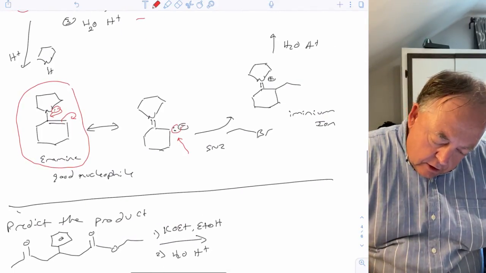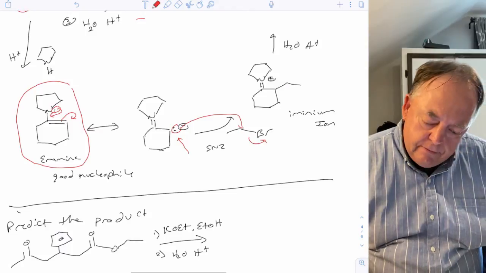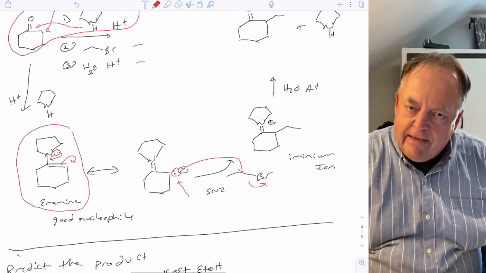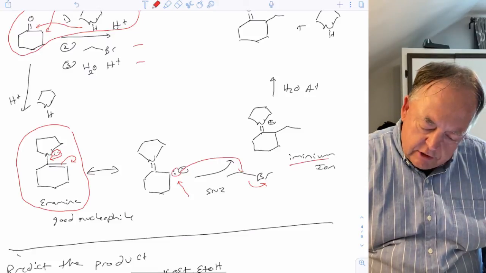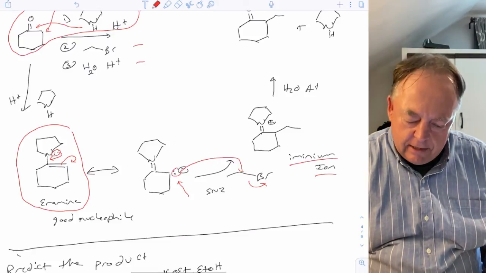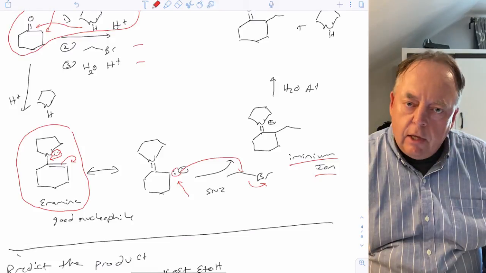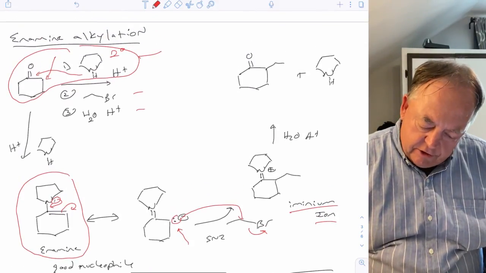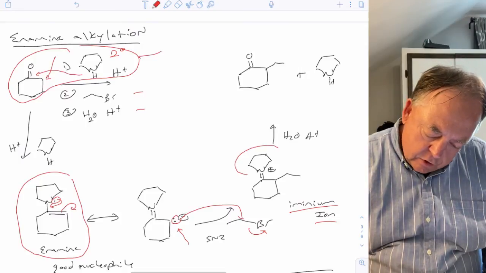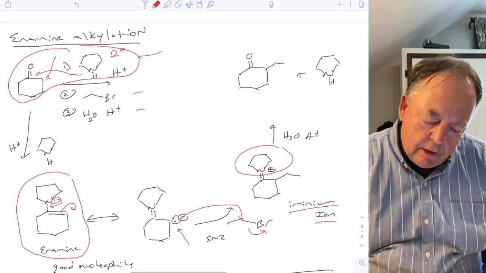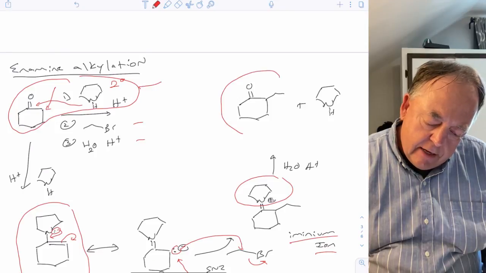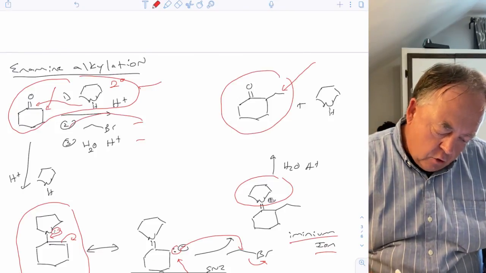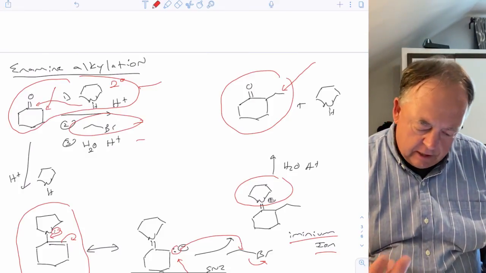So those electrons can go here, kick off the bromine, and now you have a carbon-nitrogen double bond. It's like an imine, but it's positively charged, so it's an aminium ion, and those can be hydrolyzed back to the C double bond O. So if you take this and react this with water, basically this goes away, and you replace that with the C double bond O. So you get your ketone back, and you've alkylated it with whatever the alkylating group was in the second step. You've done an alpha alkylation.